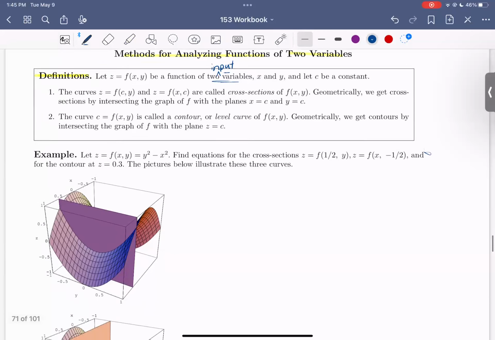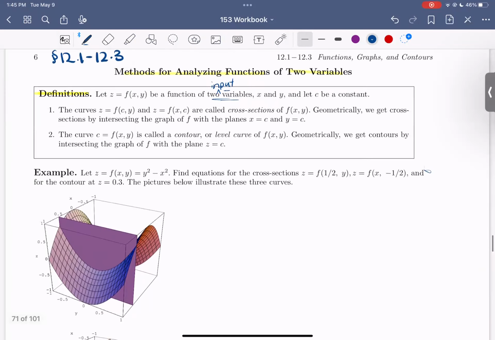Number one, it says the curves z equals f of c comma y and z equals f of x comma c are called cross sections of f. Geometrically, we get cross sections by intersecting the graph of f with planes x equals c and y equals c. Let's unpack that a little bit. Recall c is a constant. What that means is we're fixing some x value, and we're just looking at what happens to this function with that fixed x value.